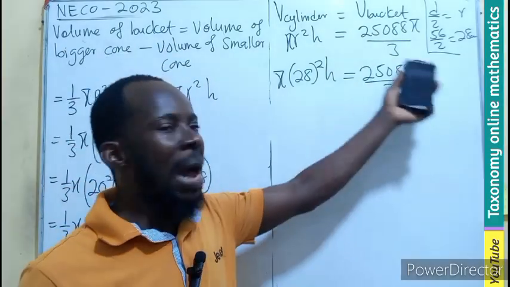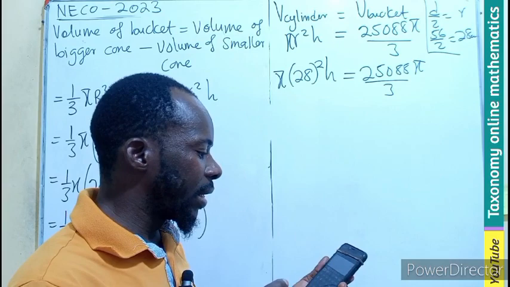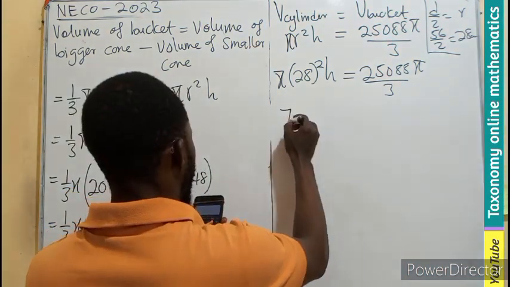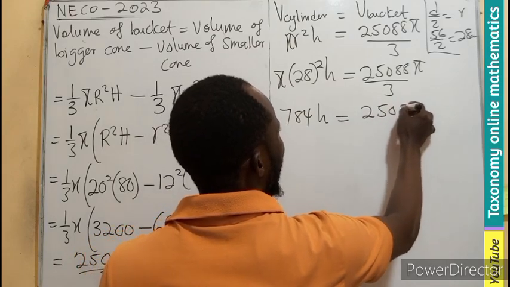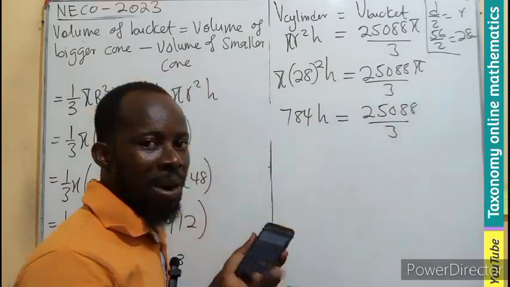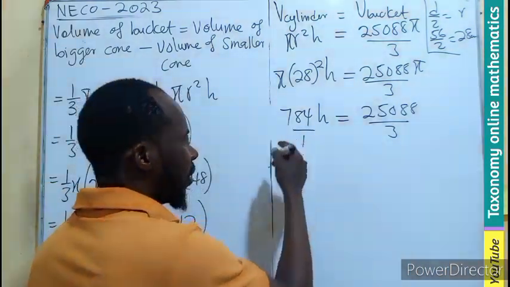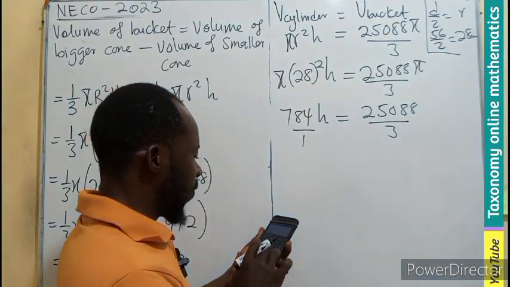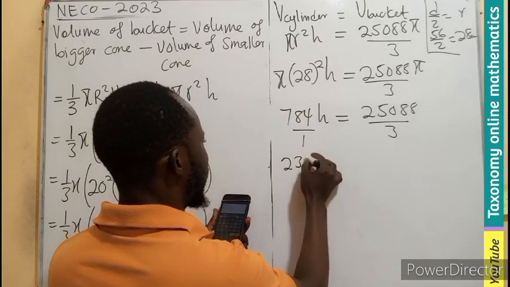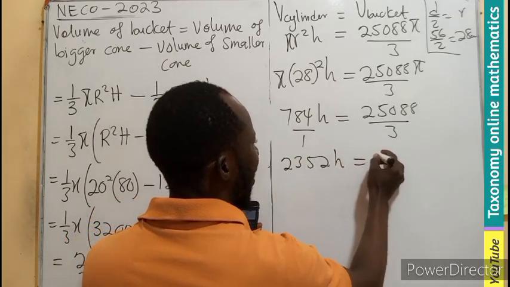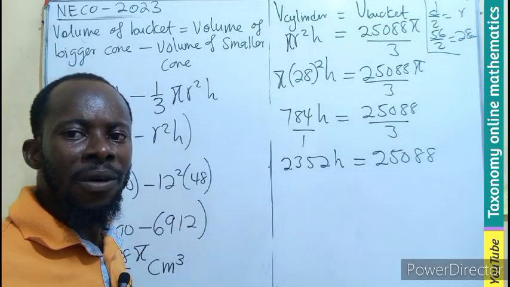Pi is here, pi is there. They will cancel out. We have 28 squared, that will be 784h equals 25,088 on 3. The pi cancels. So now we can do cross multiplication. 784 times 3 will give us 2352, and the h will be there, equals 25,088. We are looking for the h.